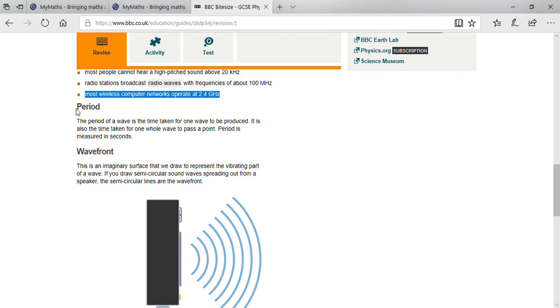Secondly, what is period, or time period? Period or time period means the time taken to complete one oscillation, or the time taken for one wave to be produced. Or you can also understand it as the time taken for one whole wave to pass through a point.